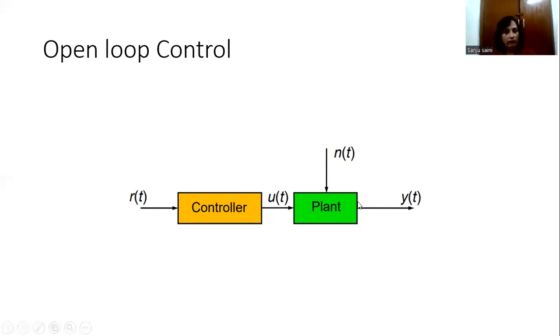Depending upon what we want as output from the plant, the controller gives the actuating signal u(t) to the plant so as to make the output equal to y(t). Now what does n(t) represent? It represents noise entering into the plant. So this overall block represents an open loop control system working in the presence of noise. So in open loop control, there is no feedback.